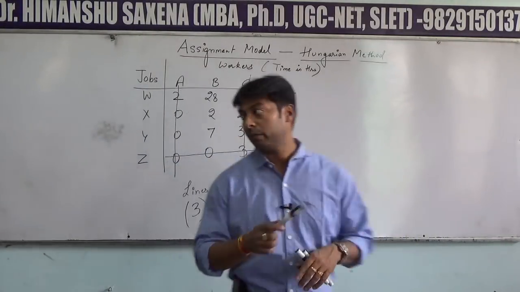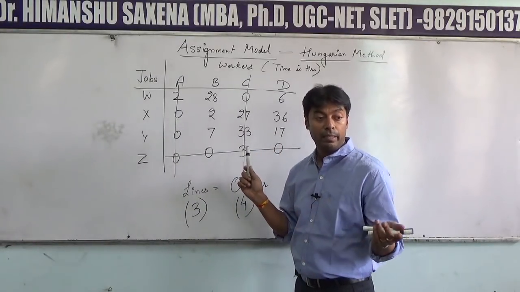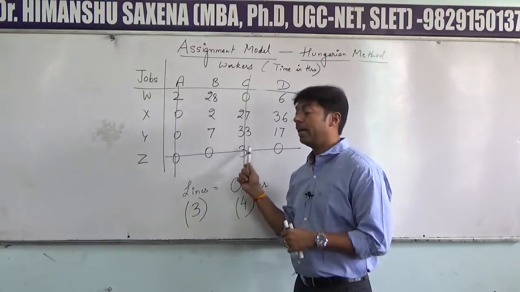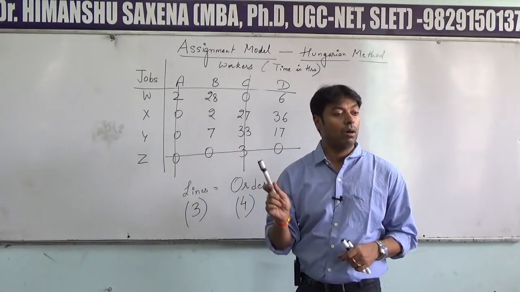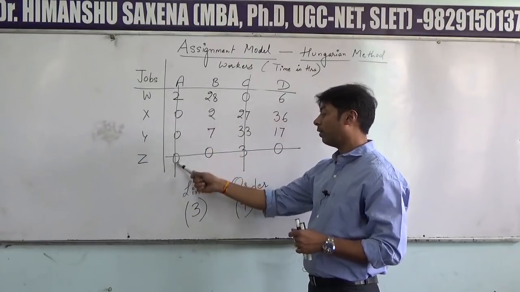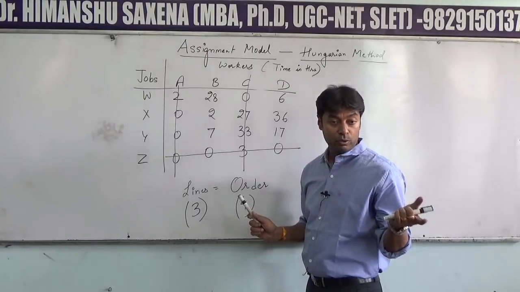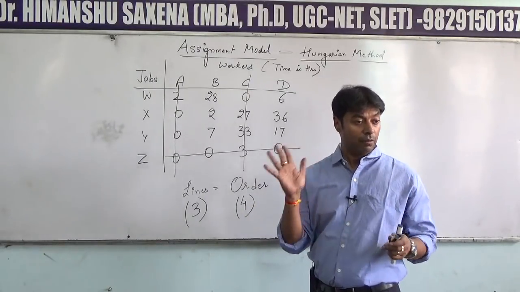Right? So over here, we've taken up a problem where the number of rows and columns are the same. Had they been unequal, we would have balanced it by adding either a dummy row or a dummy column. Now over here, the number of rows and columns are 4. Therefore, the order is also equal to 4. Had there been 5 rows or 5 columns, the order would have been 5.